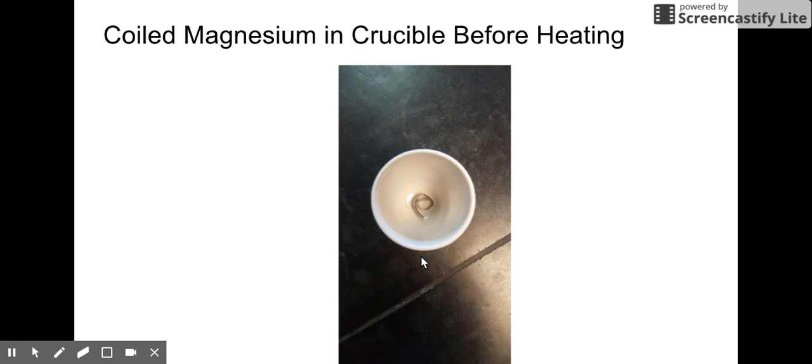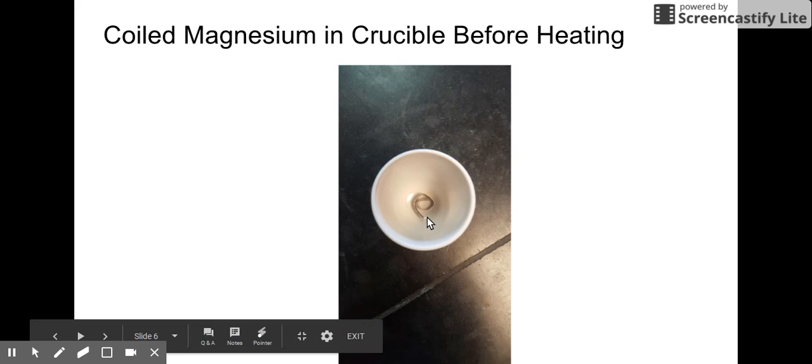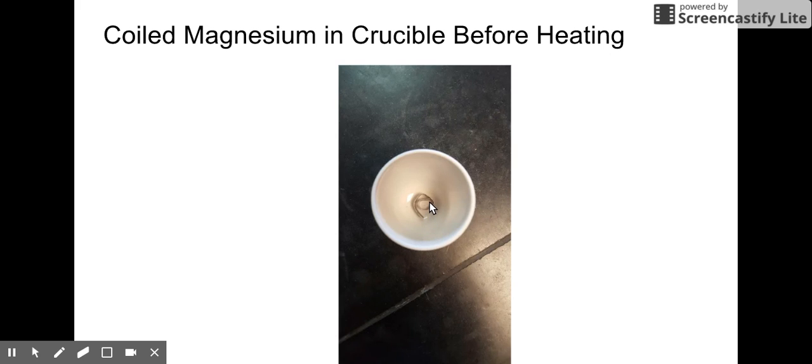Coil your magnesium so that it lays flat on the bottom of the crucible, but you don't want parts of the magnesium touching because that's going to be spots where the oxygen can't get to. We need this whole thing exposed to be able to have the oxygen atoms combine with as many of the magnesium atoms as we can get. So you want to make sure that you leave that open.